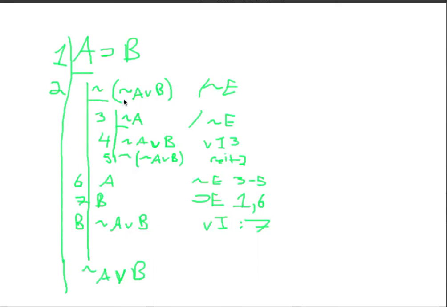But this just contradicts with our assumption up there. So we have, by reiteration, we can just do not A or B. And this is by reiteration from line 2. That gets us our contradiction, which means since we assumed this for the purpose of negation elimination, we can take out the negation. And so we get this by negation elimination, citing line 2 to 9.